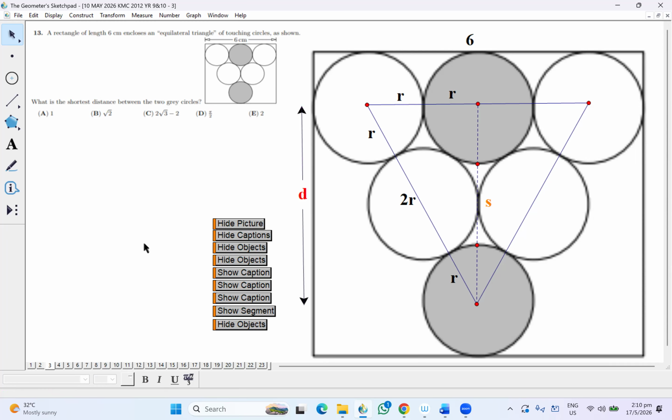So we want to find the distance from the center of the gray circle to the center at the bottom to help us find the shortest distance between the 2 gray circles. Find this S here from the bottom of the top gray circle to the top of the bottom gray circle. Shortest distance between the 2 gray circles.